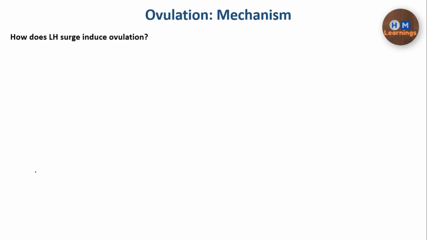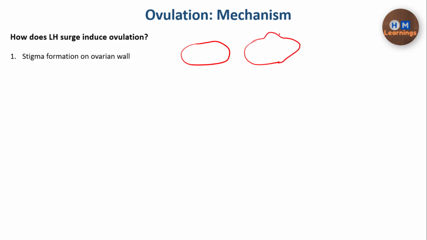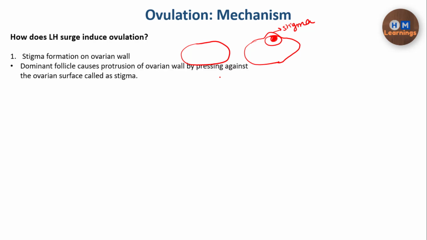So how does the LH surge induce ovulation? It is going to cause a stigma formation on the ovarian wall. Okay, so it's not the LH surge which is causing the stigma formation. I'm telling you what a stigma is. First, this is a smooth ovarian wall. Then what happens? There is a stigma, which is basically a kind of protrusion on the ovarian wall. Now this stigma is caused by what? There is a dominant follicle which is carrying an oocyte. So this follicle is actually pressing against the ovarian wall and forming the stigma.